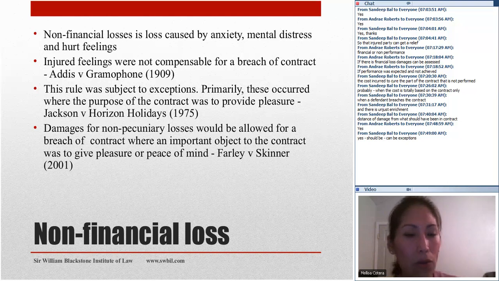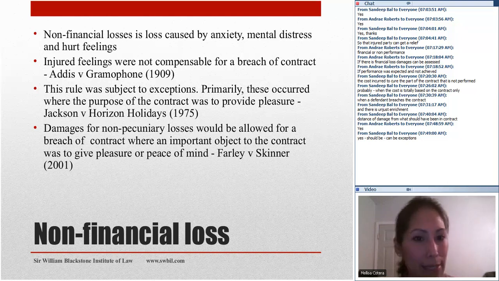Damages for non-pecuniary losses would be allowed for a breach of contract where an important object of the contract was to give pleasure or peace of mind. So here it's important to see the case and see what the object of the contract is. If the object of the contract is to give pleasure, and this is not fulfilled, then damages for non-pecuniary losses would be allowed for breach of contract.